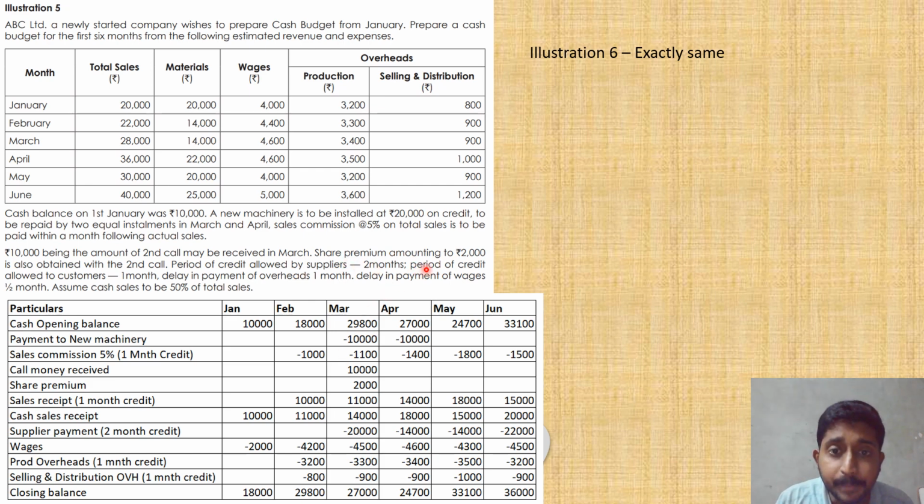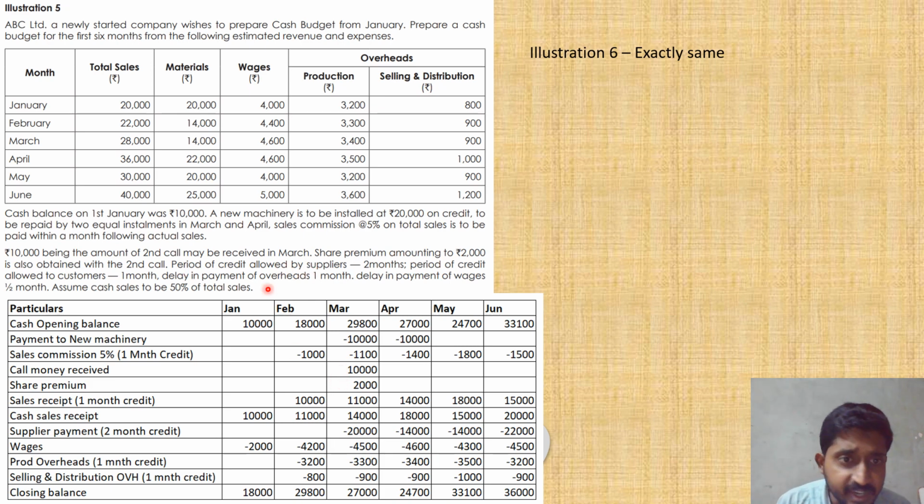Okay, share premium amounting to 2,000 is also obtained. Share premium is how much higher than the real book value we are selling. That is the premium amount. So that premium amount 2,000 is also received along with the call money. So I am putting 2,000 also in March. In March we have received call money and share premium.